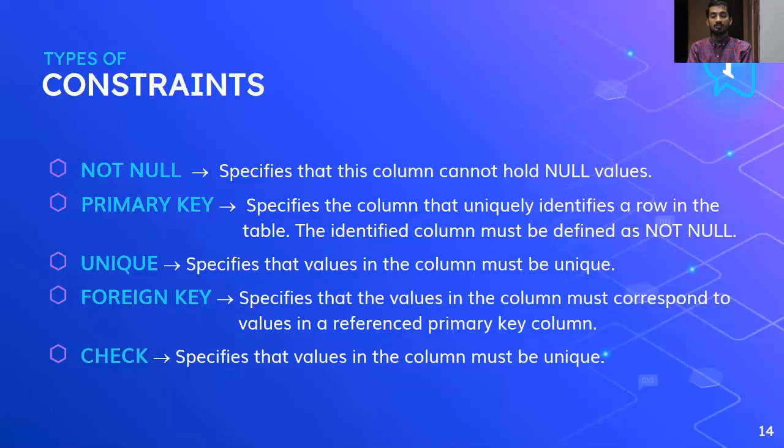Foreign key. What is a foreign key? It specifies that the values in a column must correspond to values in the referenced primary key column. So it is a constraint that defines a relationship between two tables by using joins. You can create a column in the first table, and you can create the same column in the second table. So number five is check. What is a check? Check specifies that values in a column must satisfy a condition.